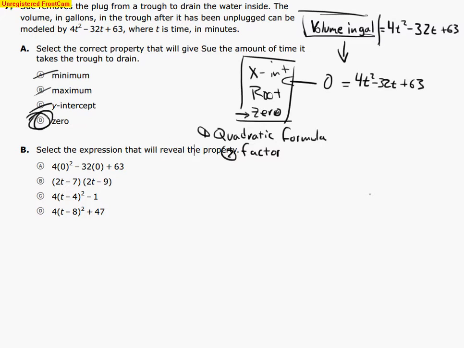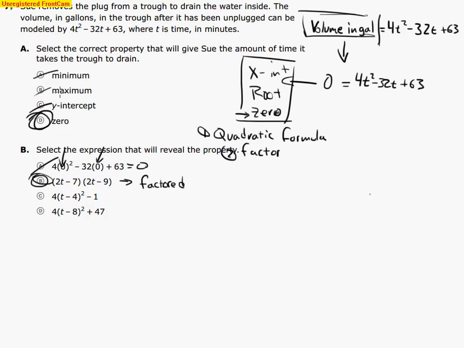Now select the expression that will reveal the property. Obviously A is trying to trick you. They're trying to make you put in 0 for the time. Nuh-uh. I don't want 0 for the time. I want 0 for the output. So A is going to be out. And then now we're just left with these options. I actually know it's going to be B because B is in the format of something that's been factored. So I can just go ahead and select B and move on with my life.